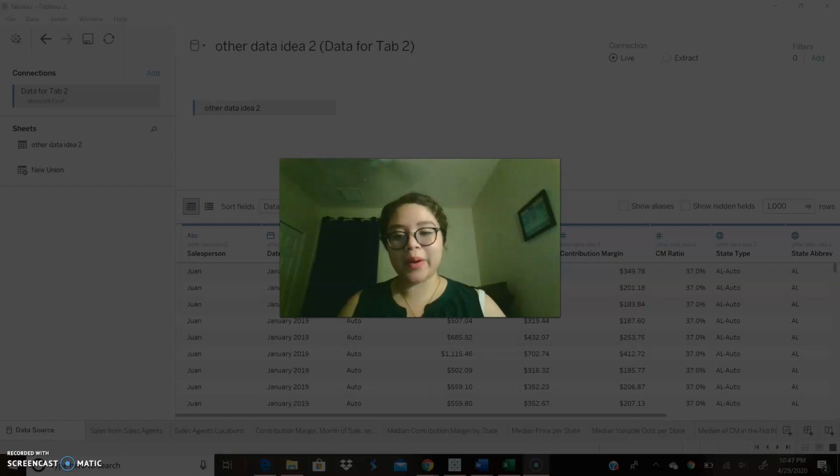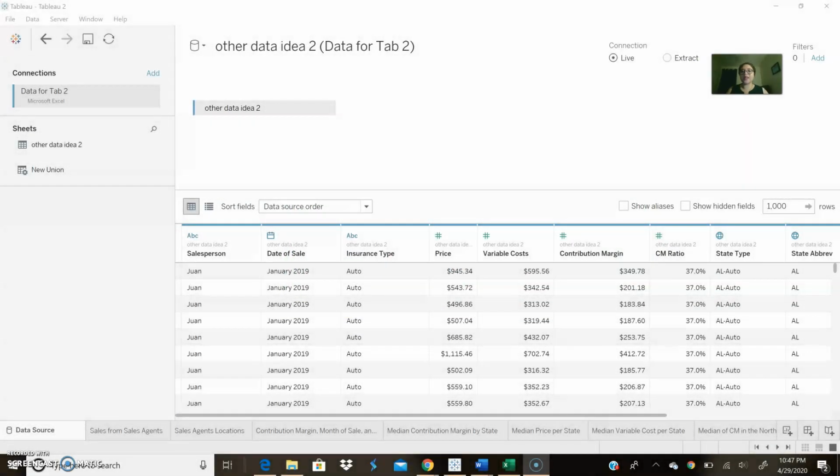Okay, so this project consists of receiving a set of data and creating a whole Tableau workbook to be able to visualize that data. The data that I received represented the sales and costs of an insurance company in the year 2019. It showed me the salespeople, the states that they were selling in, the dates of the sale, the different insurances, their prices, and their costs.